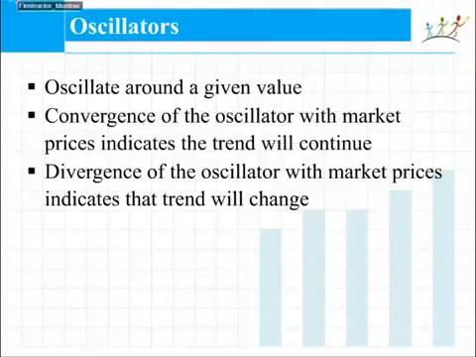Secondly, convergence of the oscillator with the market price indicates that the trend will continue. So if the oscillator is going positive and the stock price is also going positive, then it indicates the trend will continue, be it the uptrend or the downtrend. If the oscillator is moving in the positive direction, whereas the actual market price is moving in the negative direction, then it indicates that the trend may change. So if the oscillator and stock prices are both moving in the same direction, then the trend is expected to continue, and vice versa.